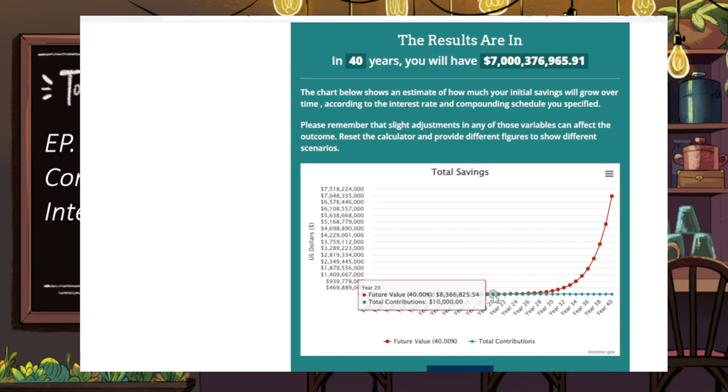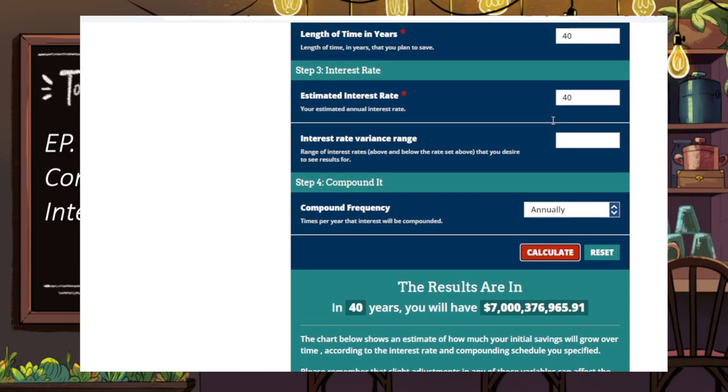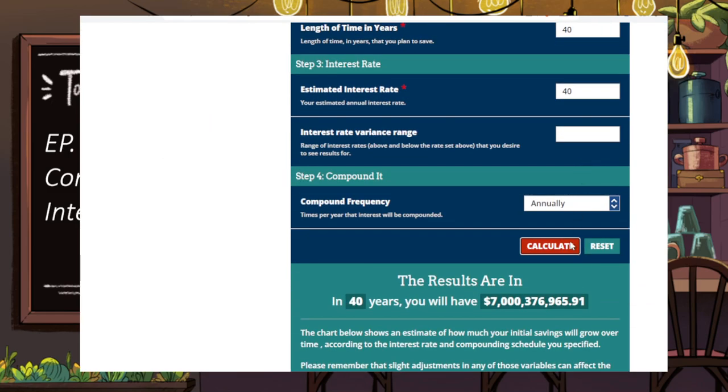But this is the power of compounding, right? Compounding for 40 years at 40% is pretty crazy. And if you were able to achieve that, putting in only $10,000 would net you $7 billion after 40 years, not million, billion dollars, right? So it's just to demonstrate the power of compounding.